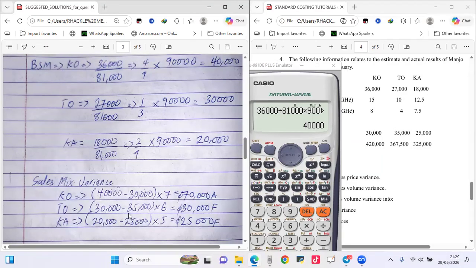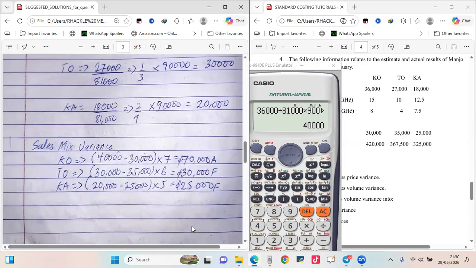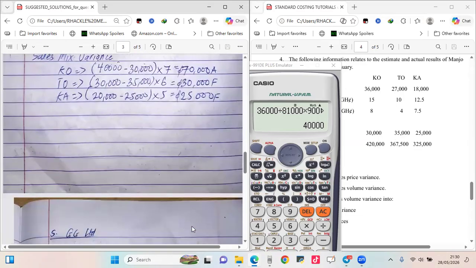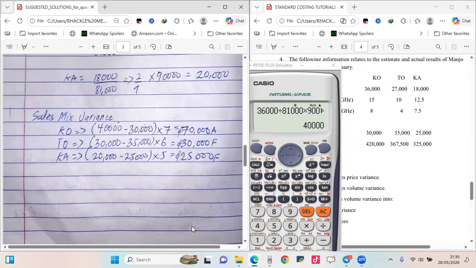We get 70,000 adverse for the first one. Here as well, 30,000 that we computed up here, minus the actual unit times the budgeted contribution. Then we get 30,000. We do the same thing for KA, 20,000 minus 25,000 times 5, which is the budgeted contribution. We get this 25,000 favorable. And this will make your work easy and peasy. So question 2 has also been explained and killed.